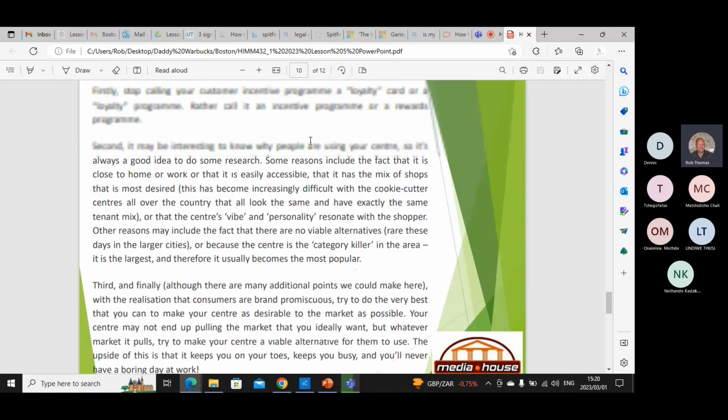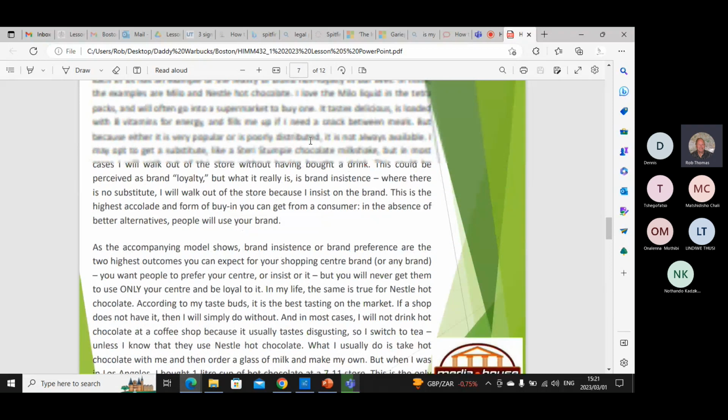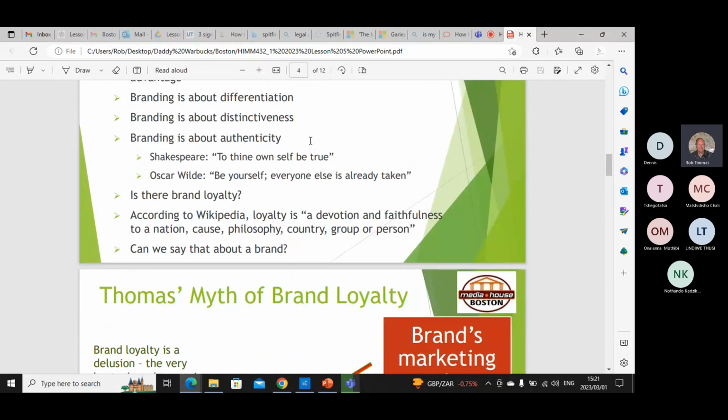I said, well, Rob, that's the problem. What you believe to be loyalty is not what brand loyalty means. Well, I'm just taking it from the original definition. Because as far as I'm concerned, this is what loyalty means. According to Wikipedia, loyalty is a devotion and faithfulness to a nation, cause, philosophy, country, group, or person.